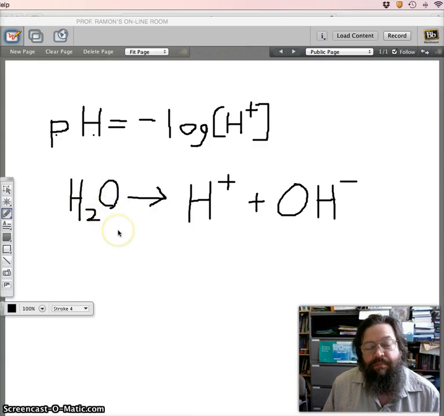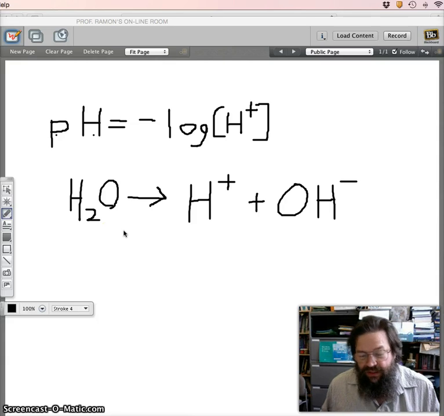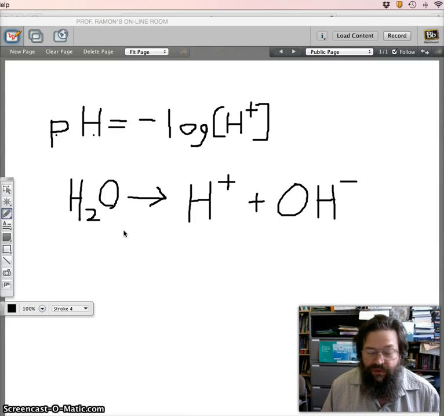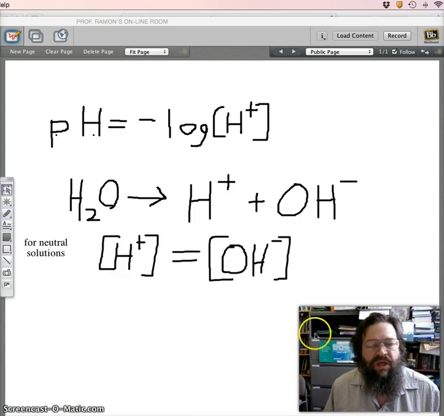So if you've got a perfect solution of just water, in terms of pH, that's going to be a neutral solution, right? If it's only water, there's no acid, there's no base, then it must be neutral. And that means that the hydrogen ion concentration will have to equal the hydroxide ion concentration. So, for a neutral solution, the hydrogen ion concentration will always equal the hydroxide ion concentration.